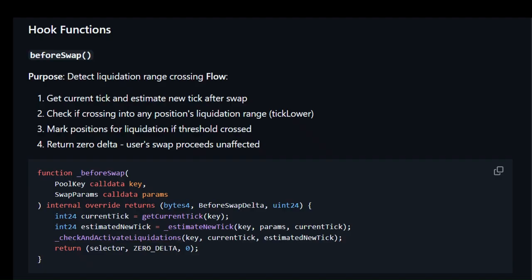So, everything that I discussed before can be executed or designed in multiple ways. So, this is the method I thought was the best. I'm using beforeSwap to basically detect whether the swap that a regular user carries out will cause the positions to enter their liquidation ticks.